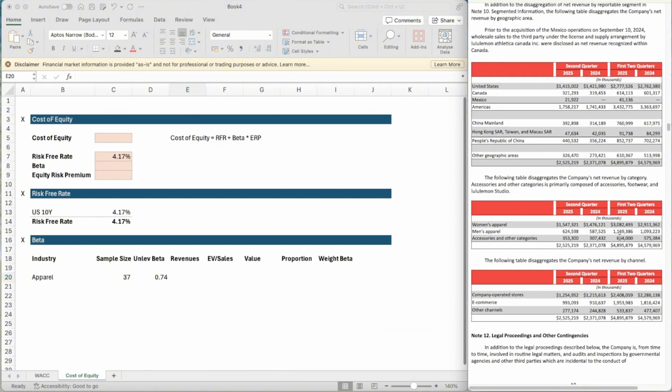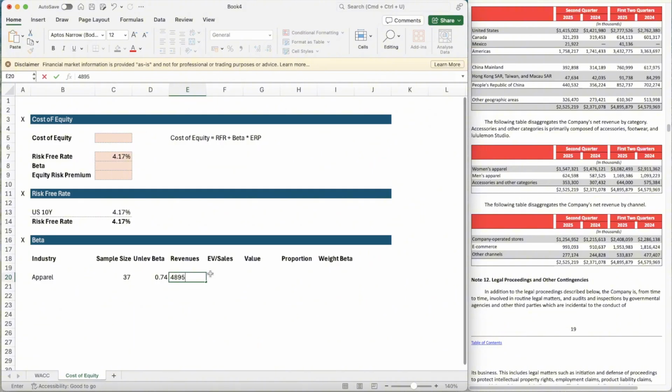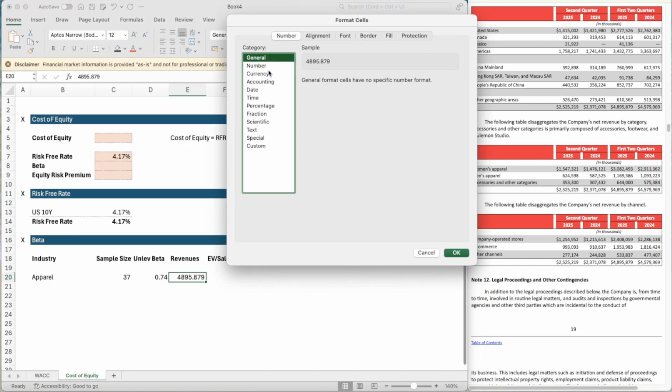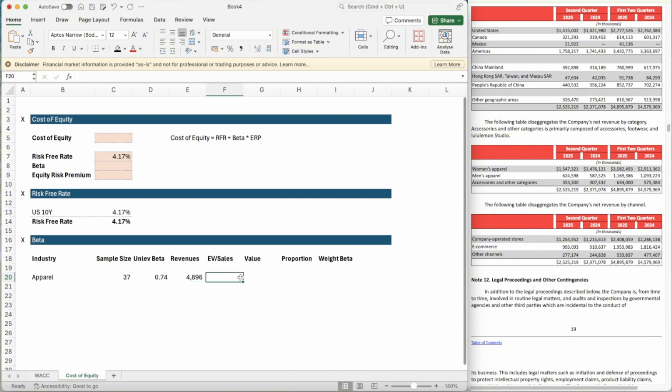Unless you look at it this way, accessories and other categories, it's all within the same. So we're looking at this for the first 2 quarters. They did nearly 5 billion in revenue, 4895.879. Let's make it look nice. Then the EV to sales.